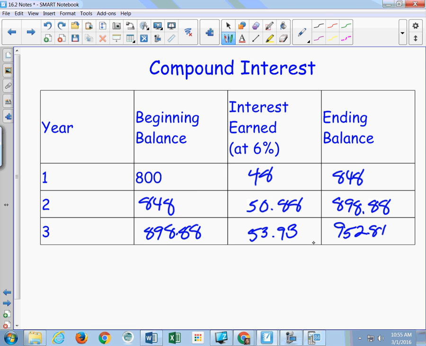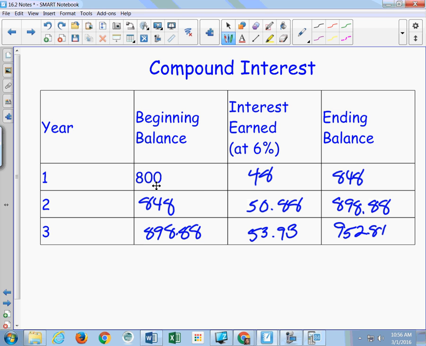Okay. Alright, so what this does is it shows us how much we earn each year. So you can notice with compound interest, you don't earn the same amount of interest every year. It increases every year because you're putting that interest back into your account. This is one way to do it.